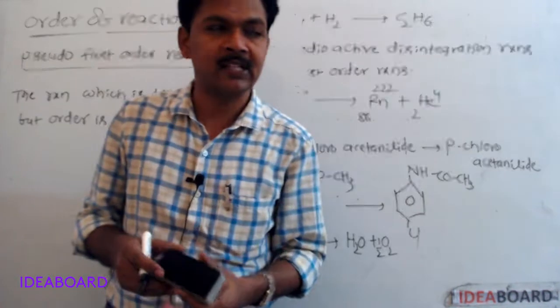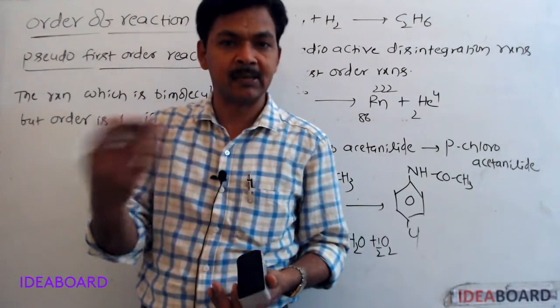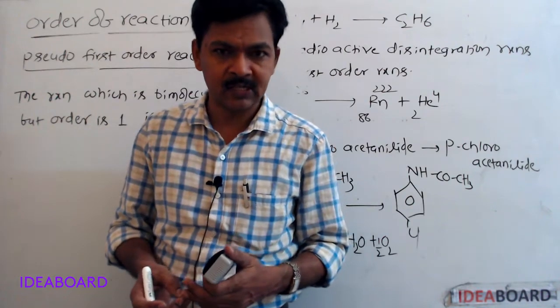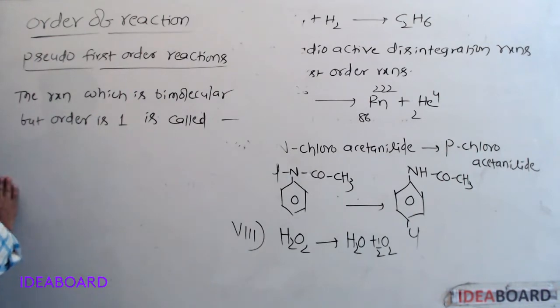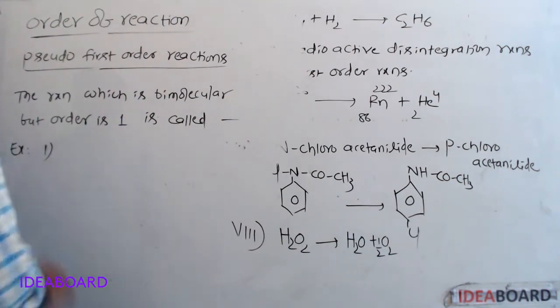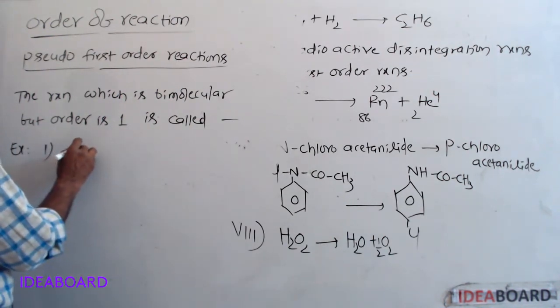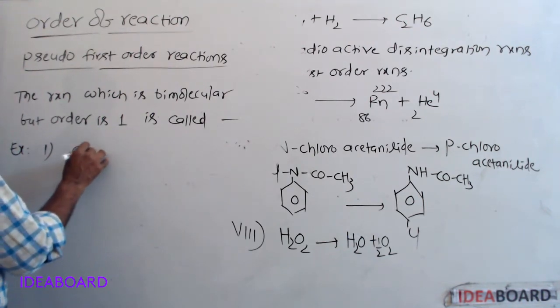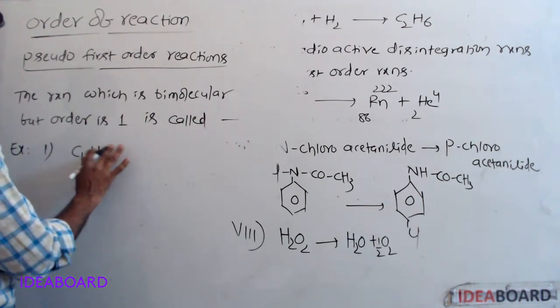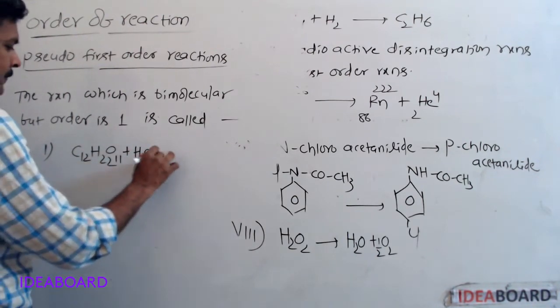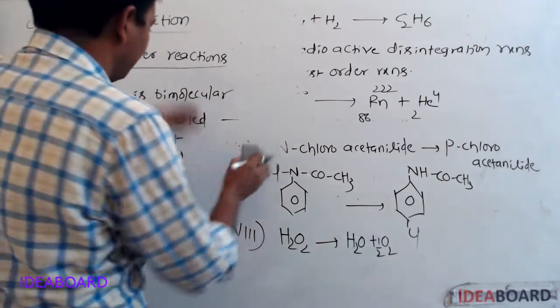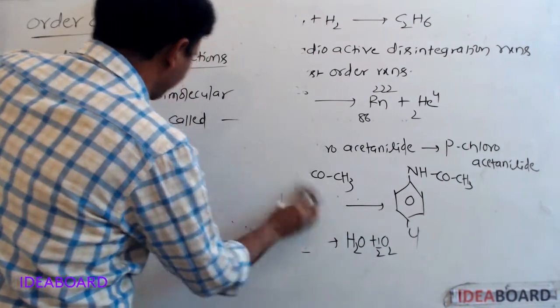Generally in pseudo first order reactions, one of the reactants is taken in excess amounts. Example, hydrolysis of sucrose. Hydrolysis of sucrose follows pseudo first order kinetics.